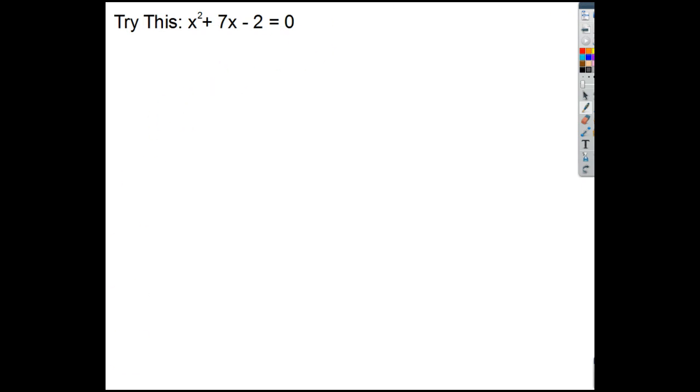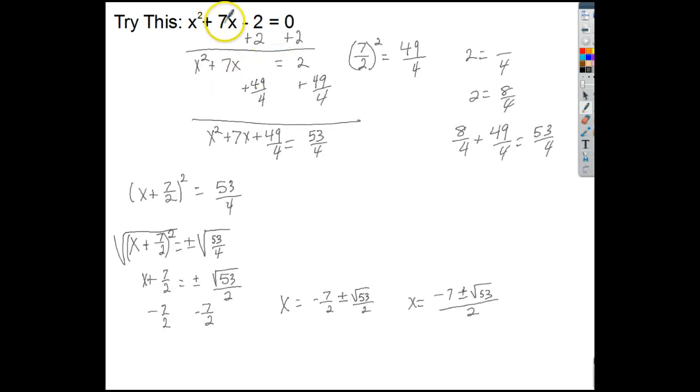All right, you try this one. Okay, this one was a little bit harder because this number is not an even number, so we're going to run into fractions. But the first thing we want to do if we're asked to solve this by completing the square is to check to see if this is the correct constant for this middle term. And what should this middle term be? Well, half of 7 doesn't reduce, squared is 49 over 4. Is this 49 over 4? No, it's not. We're going to get rid of it.